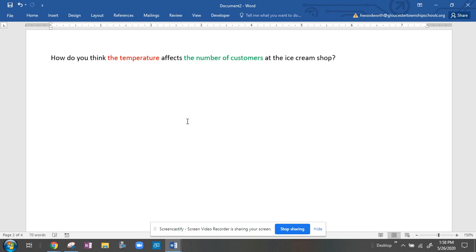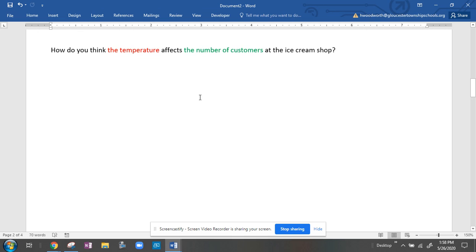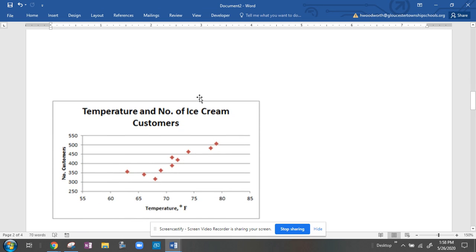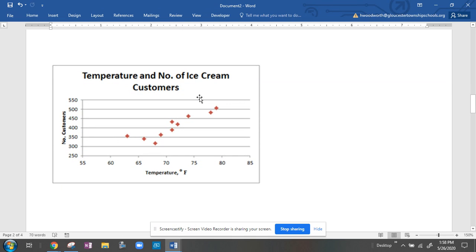So as the temperature increases, as it gets hotter, you'd think there'd be more people looking for some ice cream to cool them down. So as the temperature increases, the customers increase. So it'd be similar to the last graph where we have 2 increases. The relationship between the 2 variables is increasing. All right, and we see that the temperature is the independent variable. That's what's affecting the customers, at least in theory.